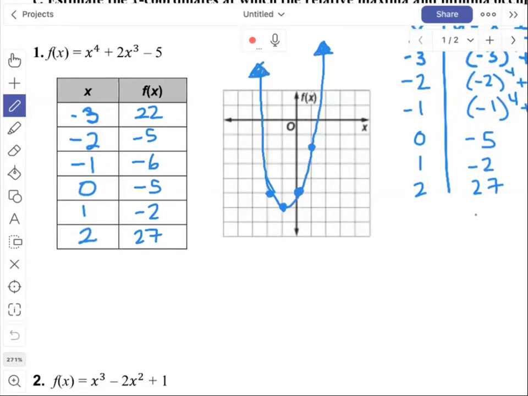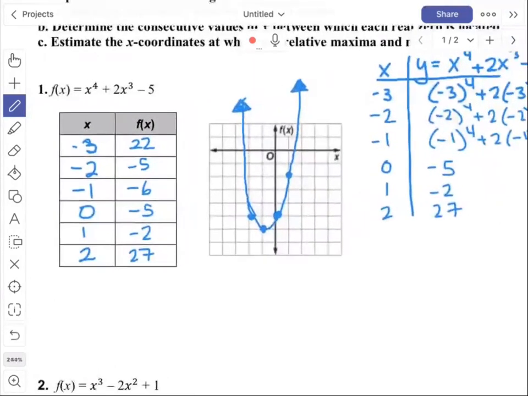Now that shouldn't surprise us because we know it is an even-degree function, so the direction should be the same in the end behavior. The leading coefficient is positive, so both ends should be going up. So that checks out. All right, and I made my graph.